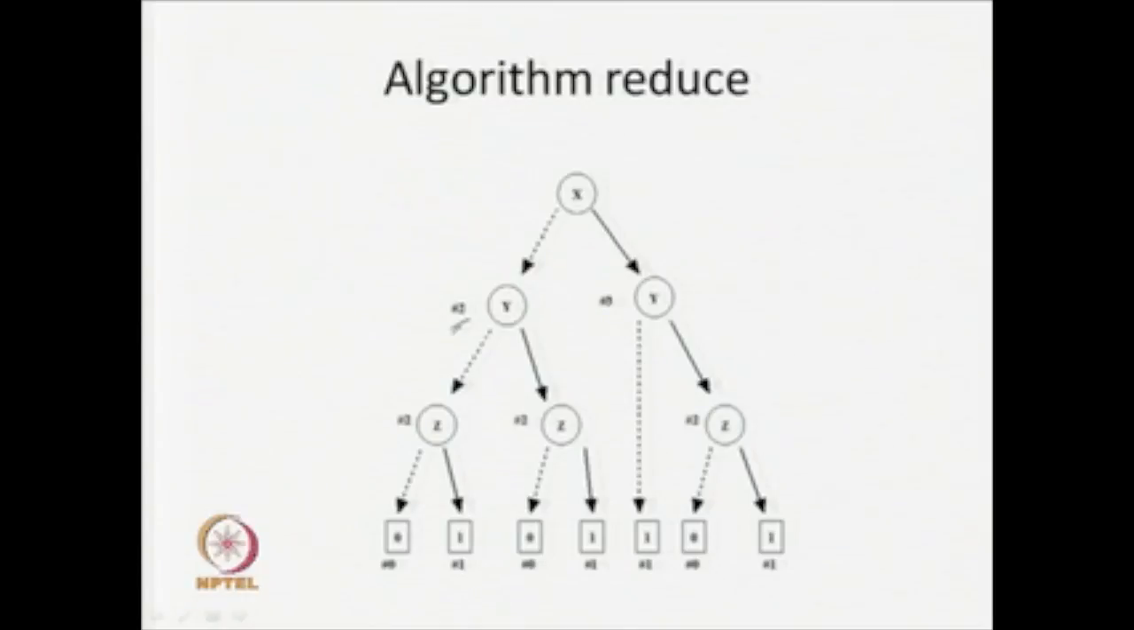Now, when we come to this particular node, you will find that low is going to label 1 and high is going to label 2. That means low and high do not give the same representation. They have different representations, different sub-BDDs, different functions.